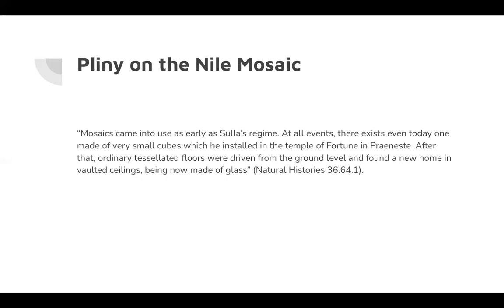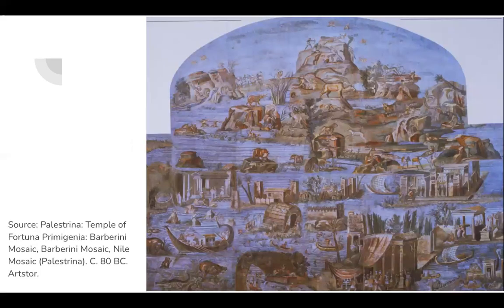"After that, ordinary tessellated floors were driven from the ground level and found a new home in the vaulted ceilings, being now made of glass." And I'll talk more about what tessellated means exactly a little later on. It's a mosaic technique. And this is a picture of what the Nile mosaic looks like.